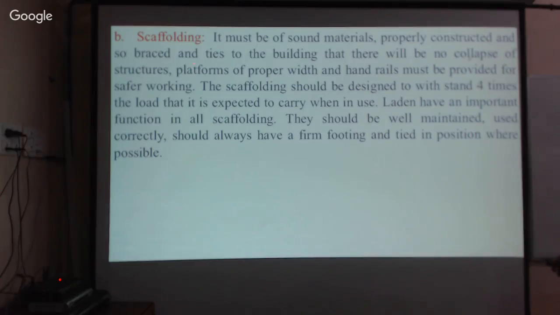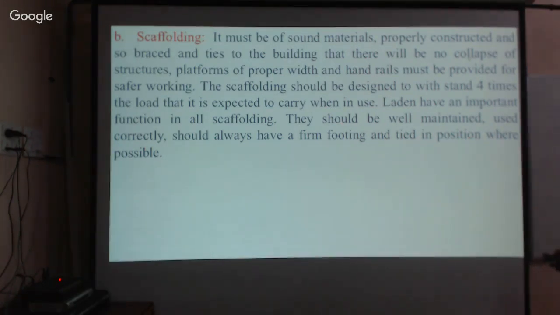Scaffolding. It must be of sound material, properly constructed, and so braced and tied to the building that there will be no collapse of structures. Platforms must be of proper width and handrails must be provided for safer working. The scaffolding should be designed to withstand 4 times the load it is expected to carry when in use. Ladders have an important function in the scaffolding. They should be well maintained, used correctly, should always have firm footing and be tied in position where possible.